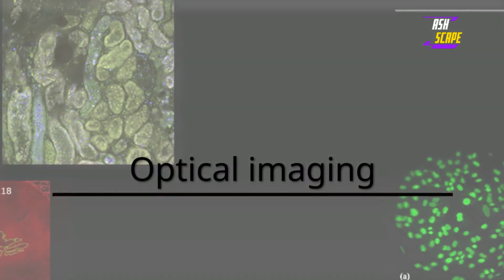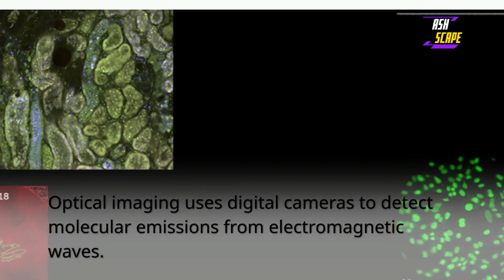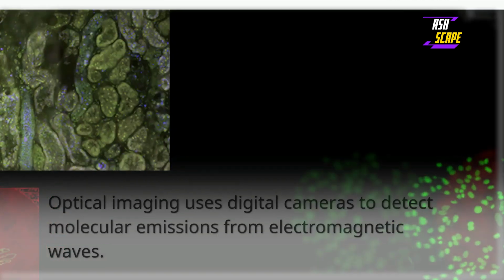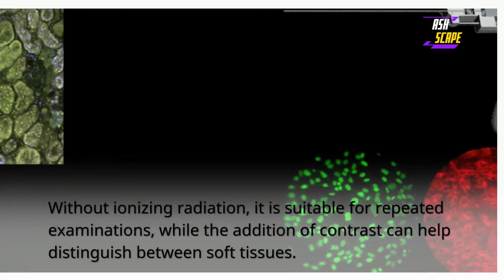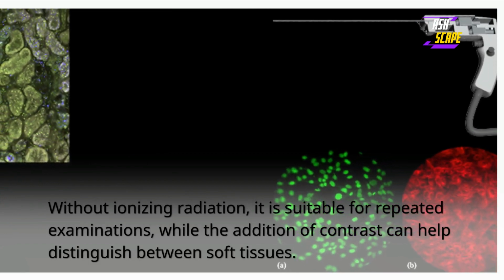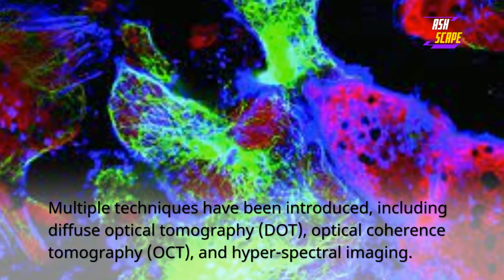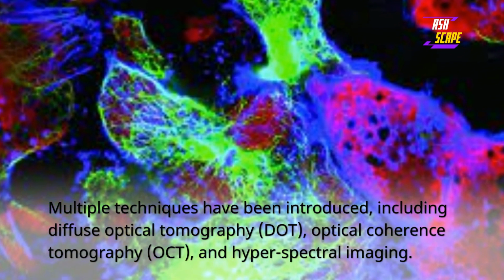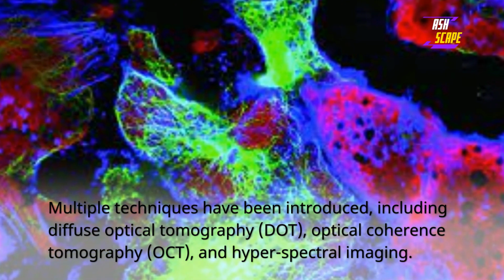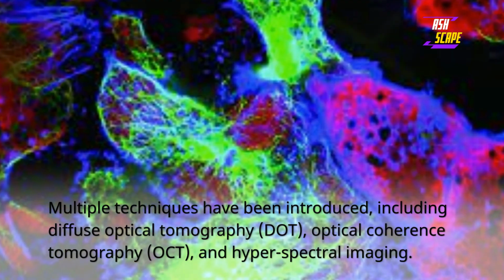Optical imaging. Optical imaging uses digital cameras to detect molecular emissions from electromagnetic waves. Without ionizing radiation, it is suitable for repeated examinations, while the addition of contrast can help distinguish between soft tissues. Multiple techniques have been introduced, including diffuse optical tomography, DOT, optical coherence tomography, OCT, and hyperspectral imaging.